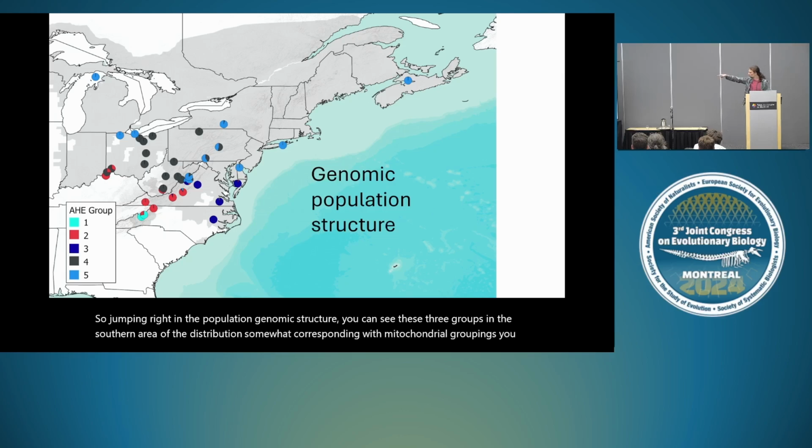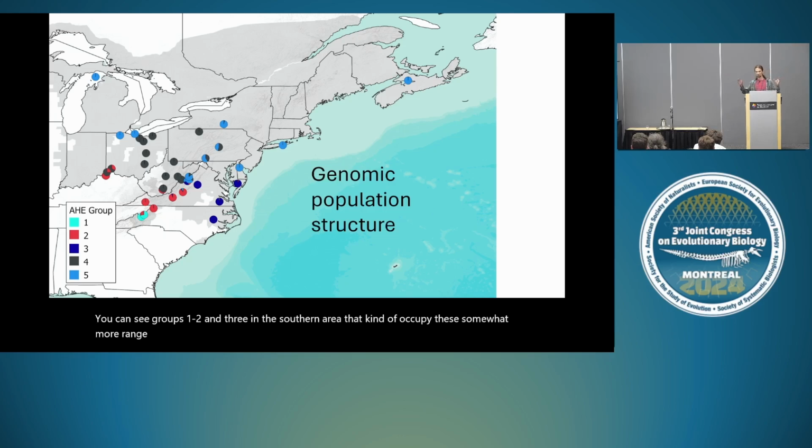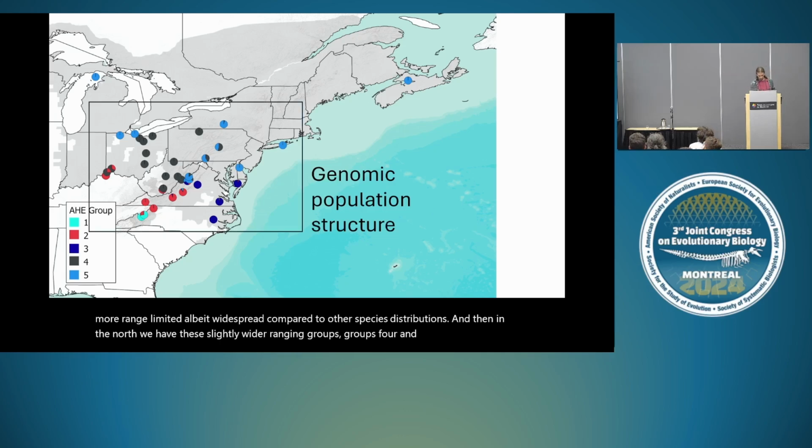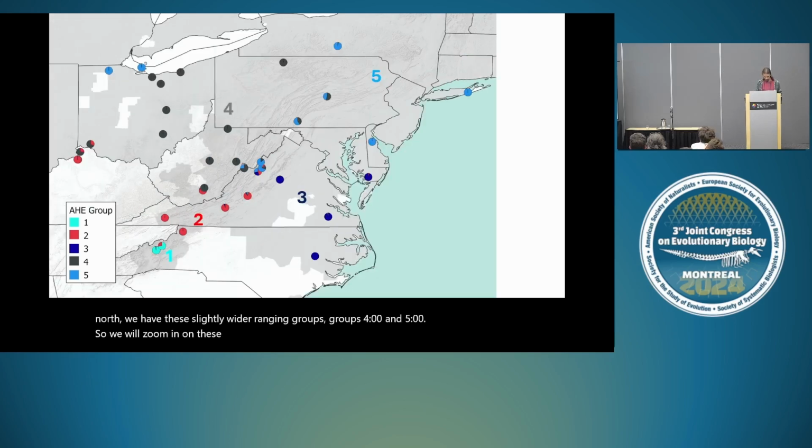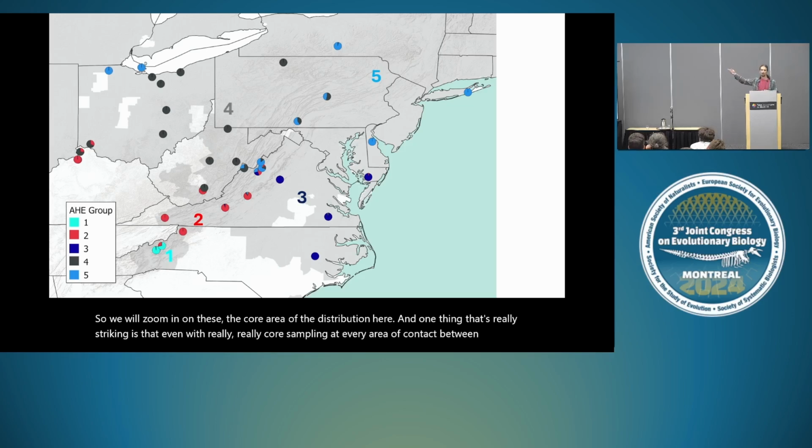You can see groups 1, 2, and 3 in the southern area that occupy these somewhat more range-limited, albeit widespread compared to other species, distributions. And then in the north, we have these slightly wider ranging groups 4 and 5. So we will zoom in on the core area of the distribution here. And one thing that's really striking is that even with really, really coarse sampling, at every area of contact between these groups, we see evidence of admixture.